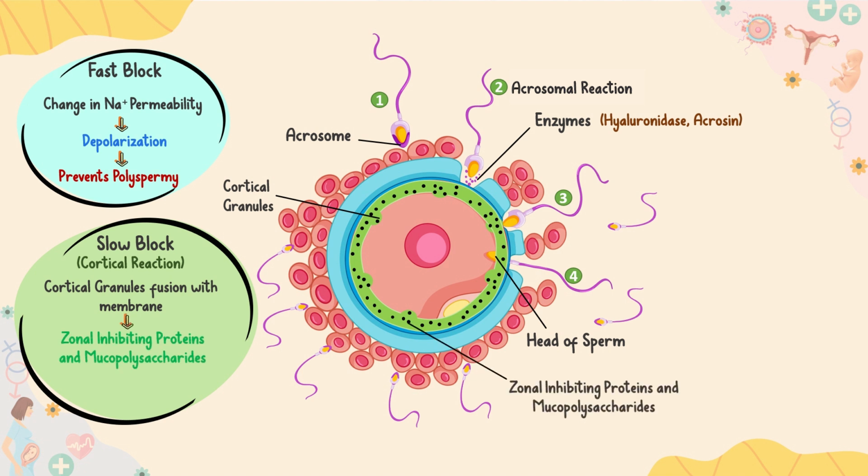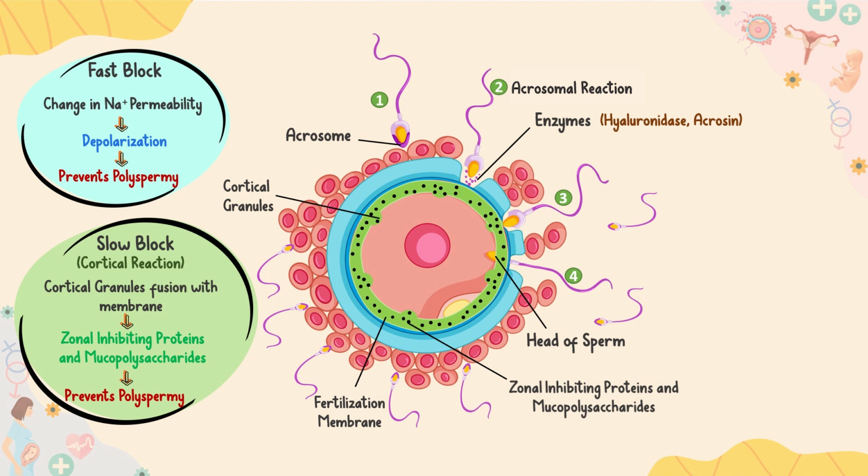Zonal inhibiting proteins cause the release of any other attached sperm and destroy the oocyte's sperm receptors, thus preventing any more sperm from binding. The mucopolysaccharides then coat the nascent zygote in an impenetrable barrier. That, together with hardened zona pellucida, is called a fertilization membrane.